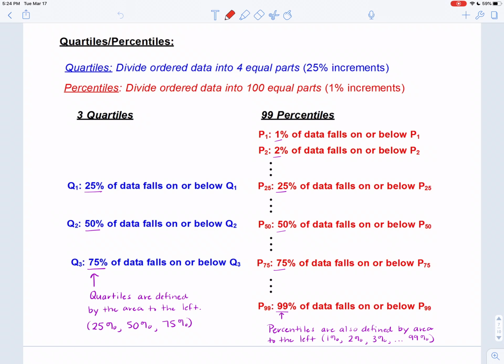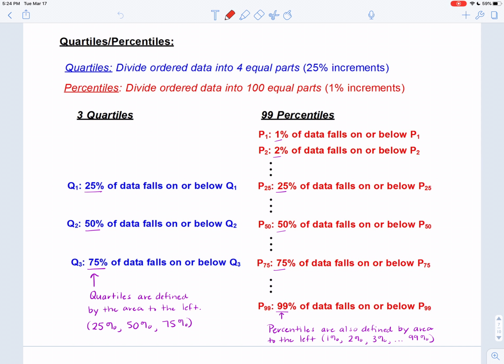Okay, so next thing is using the methods that we've defined here to find quartiles and percentiles in the data set. These are just kind of like markers in the data set, measures of position. We saw some of this back in section 2.5.